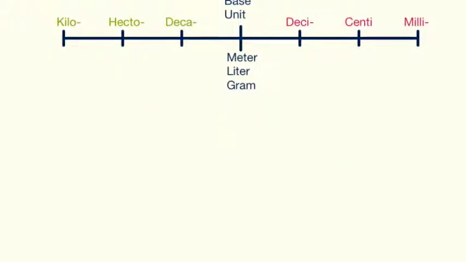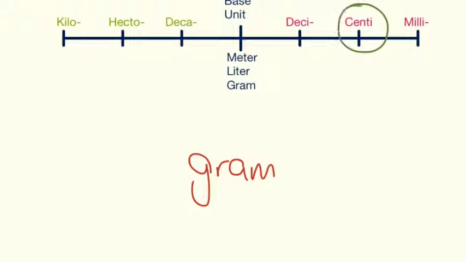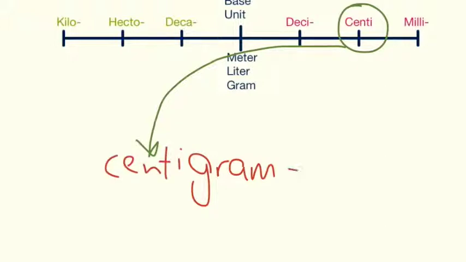Or for a smaller example, let's use gram. I have gram here, but I want to use something smaller than a gram. So let's say I use centi. I put centi in front, and I get centigram, which means 1/100th of a gram. So it's really a quite useful tool, this number line and the prefixes, to help us to understand numbers. Now I'm going to show you how to convert units of one size to units of another here in just a second.